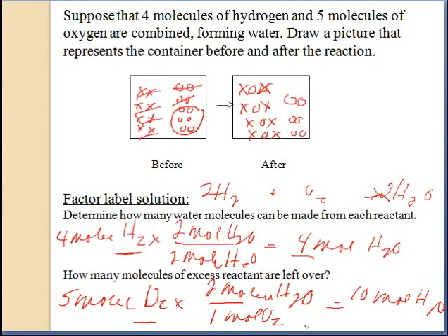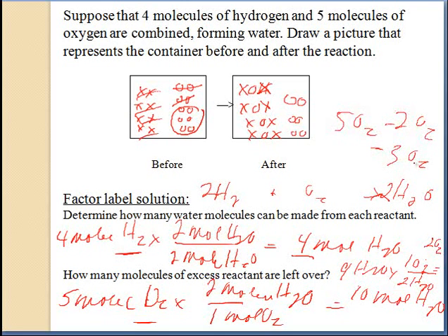So if I make the 4 waters that I can make using the hydrogen, what I know is 2 waters require 1 oxygen. 4 times 1 divided by 2 is I need 2 oxygen. And if I started with 5 and I need 2, I'm going to have 3 oxygen molecules left. Alright.